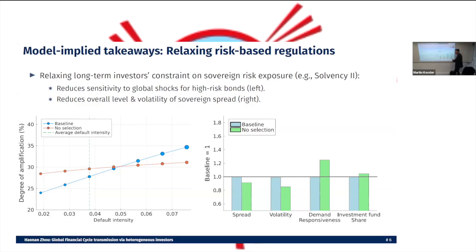And that is also going to show up here overall in the level and volatility of the spread. The spread on average is going to decrease by around 7 to 8% in relative terms, and volatility is going to decline by around 16%. That is basically because overall, the demand of the foreign investors is going to be more responsive to changes in prices so that they can actually step into the market effectively when there is a global financial tightening.